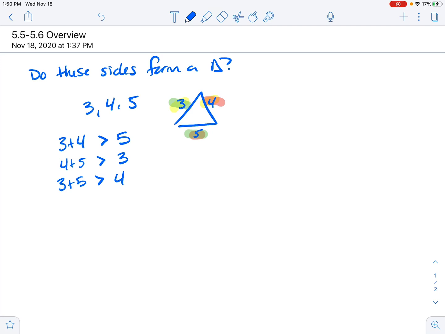3 plus 4 is 7. 7 is bigger than 5. We're good. 4 plus 5 is 9. 9 is bigger than 3. We're good. 3 plus 5 is 8. 8 is bigger than 4. We're good. So these would make a triangle. So yes, this makes a triangle.